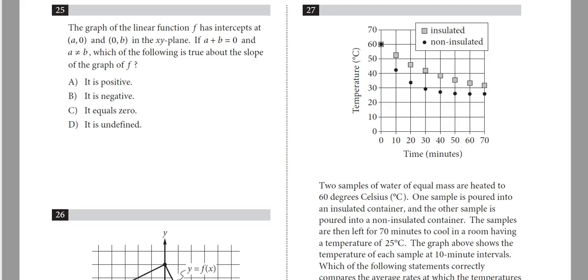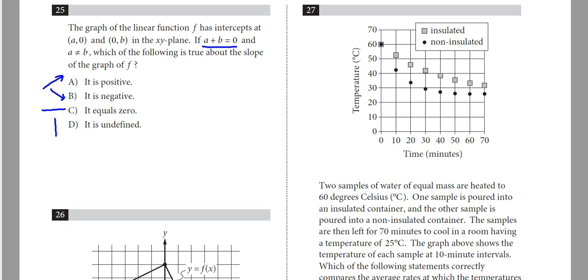Number 25, the graph of a linear function or a line has intercepts at (a, 0) and (0, b). If a plus b equals 0, so this is a pretty important clue right here. If a plus b equals 0, and a is not equal to b, which of the following is true about the slope? Positive, negative, 0, undefined. So remember, positive slope goes up left to right, negative goes down left to right, a 0 slope is horizontal, an undefined slope is vertical. So you need to know what the slopes look like.